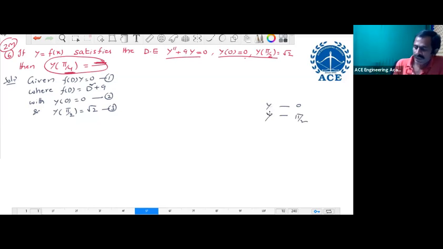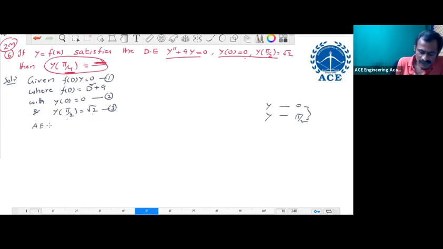But here, both are y, so these two should be given at different values only. y equal to 0 at x equal to 0. y equal to root 2 at x equal to pi by 2. y is given at different values of x. That is why these conditions are boundary conditions and the problem is a boundary value problem. Whether it is initial or boundary doesn't matter, the method of finding the solution is the same. Now, let us start.